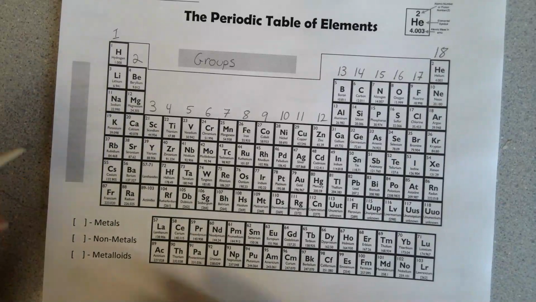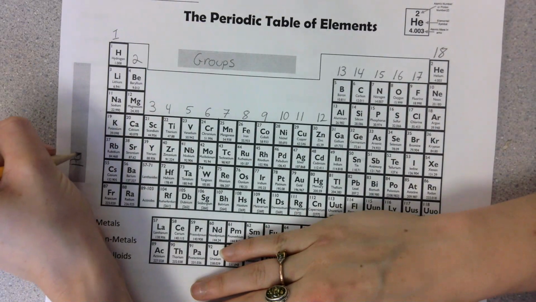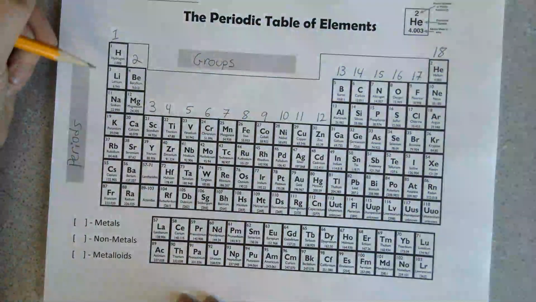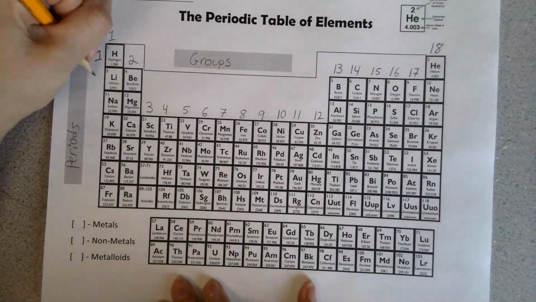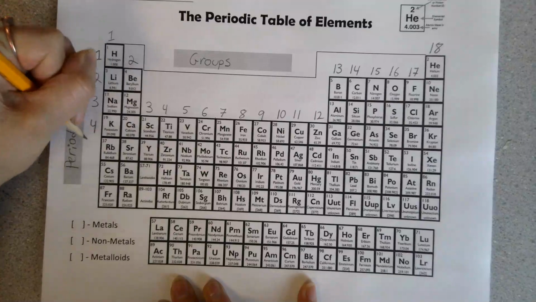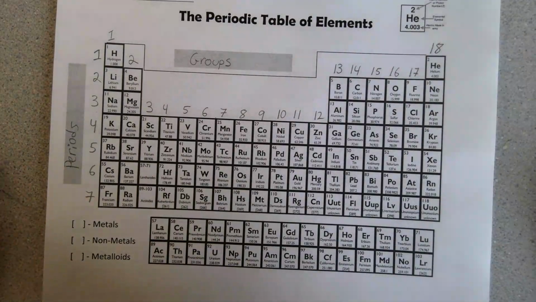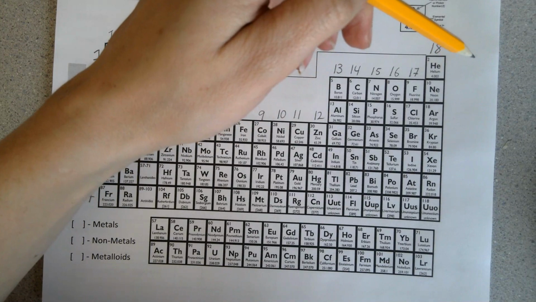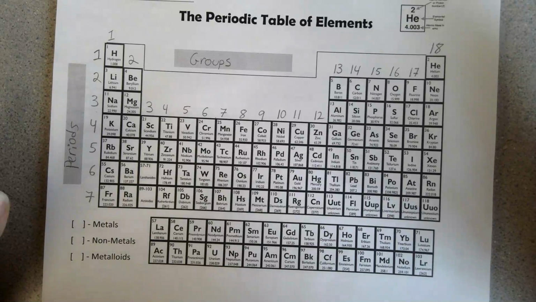And then down the side, we have what is called a period. There are 1, 2, 3, 4, 5, 6, 7 rows, and therefore 7 periods. So 18 groups, 7 periods. We go up the groups as we travel from left to right, and we go up the periods as we travel from top to bottom. And these all mean things for what these elements look like.